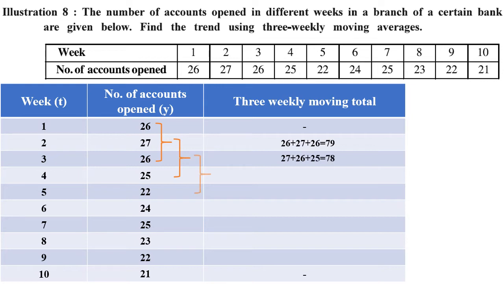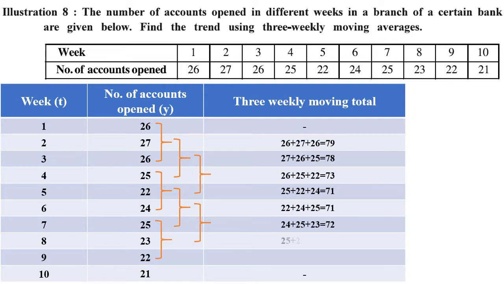Once again move forward with one value. Now 26, 25 and 22 will be 73. Once again move forward one value, that would be 25, 22, 24. Again 22, 24, 25. Then 24, 25 and 23. Then 25, 23, 22 and then 23, 22 and 21.